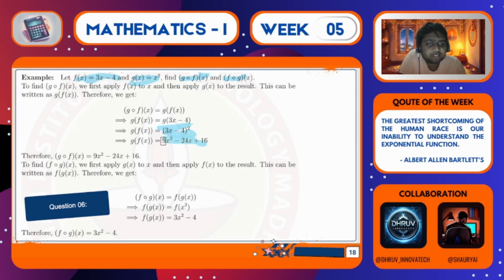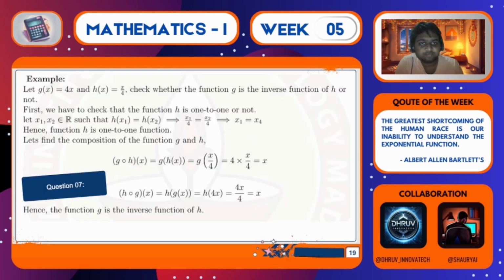When you open it, you will get 9x squared minus 24x plus 16, which is your g of f(x). Then you have to find f of g(x). As you can see, you will substitute x squared in this. You will directly get 3x squared minus 4. You can skip these steps because this is another theoretical paper, and you will get your answer 3x squared minus 4. These are very simple questions, and these do come in your qualifiers, meaning quiz 2 rounds. Moving forward to the next question.